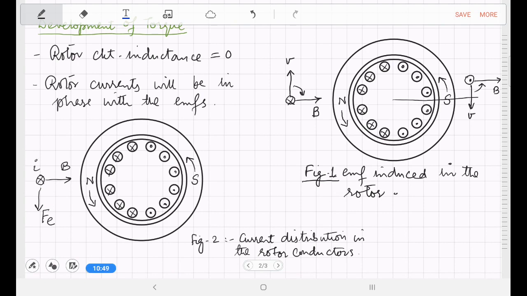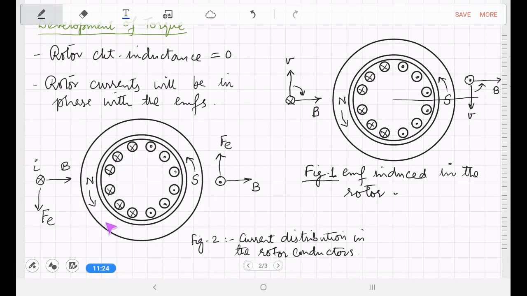for the current considered, and similarly on this side the current is directed outwards, B is directed towards left, and therefore using I cross B we can easily see that the force will be directed upwards. If we consider these two conductors, the two forces on the two conductors will give rise to a net torque in the counterclockwise direction.